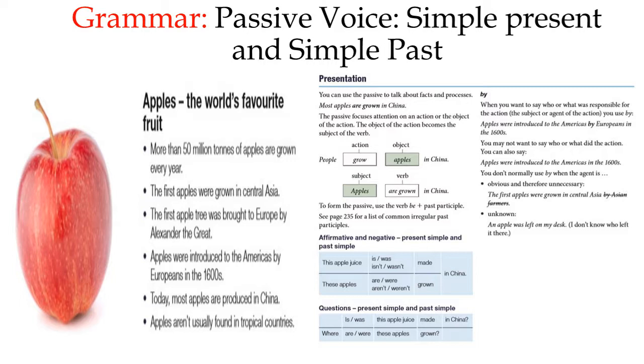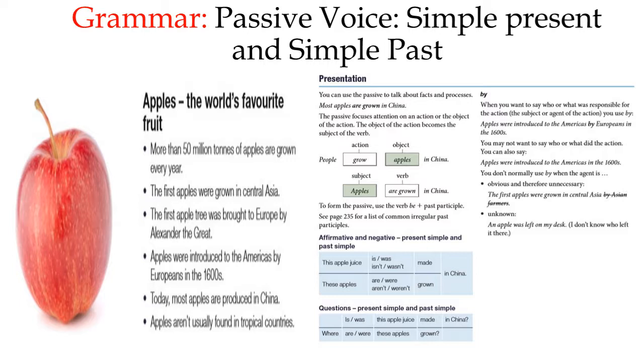By: when you want to say who or what was responsible for the action, the subject or agent of the action, you use by. Apples were introduced to the Americans by Europeans in the 60s. So here we have two agents, or two doers, or the people who are responsible for the actions.